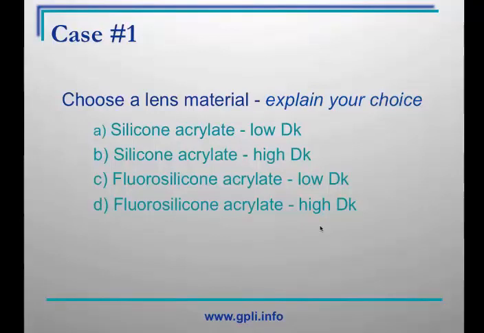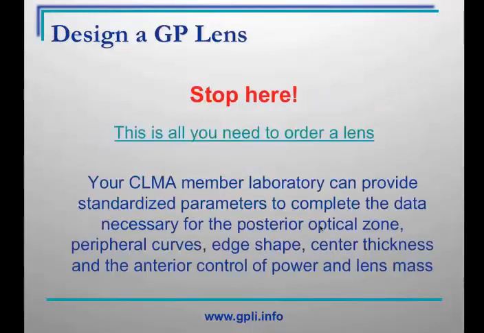Daily wear myopes, such as this patient, can often be successful with a low or 25 to 50 DK lens material, whereas hyperopes and extended wear patients should wear a high or hyper DK material. Although you're welcome to design the remainder of the lens yourself, this is often all you need to order a lens. Your CLMA member laboratory can provide standardized parameters to complete the data necessary for the optical zone, the peripheral curves, edge shape, center thickness, and the anterior control of power and lens mass.